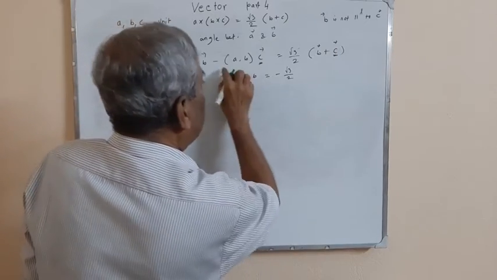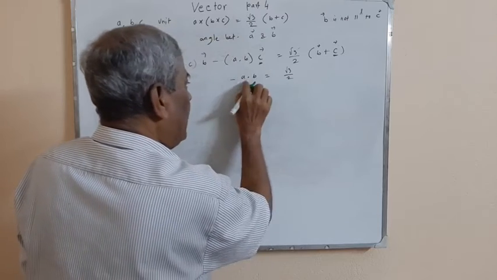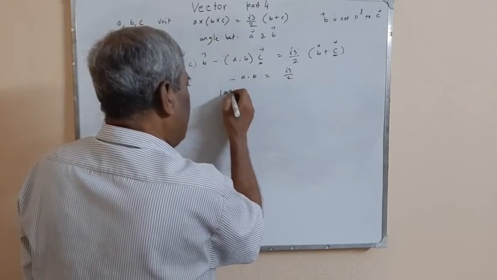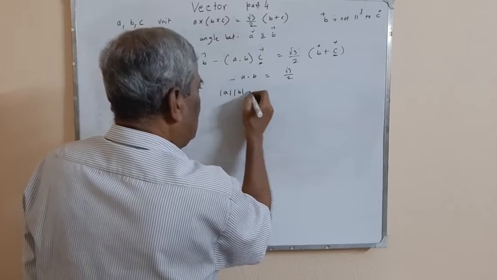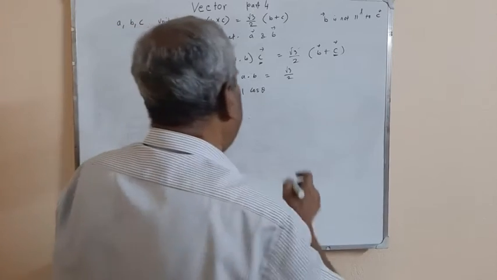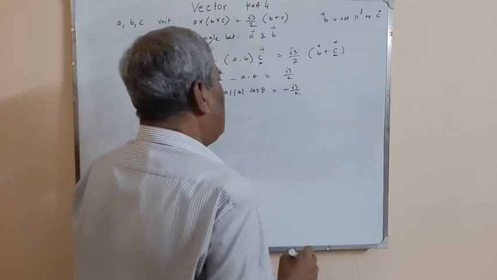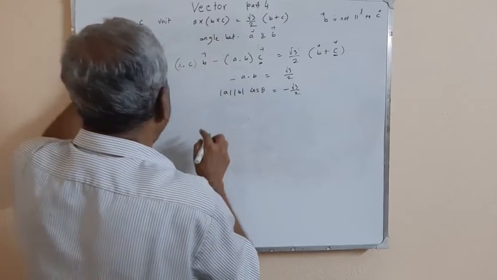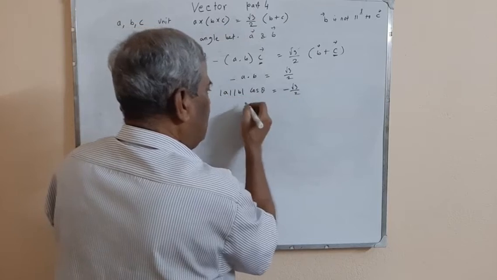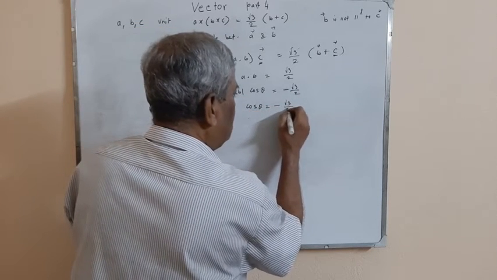So A dot B is minus of that. That is magnitude A, magnitude B into cos theta, where theta is the angle between A and B, is equal to minus root 3 by 2. But mind that A, B, C are all unit vectors. This is 1, so cos theta is equal to minus root 3 by 2.